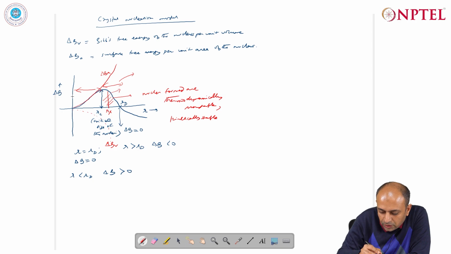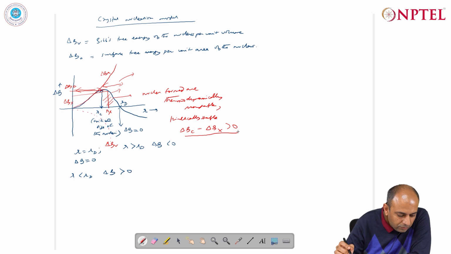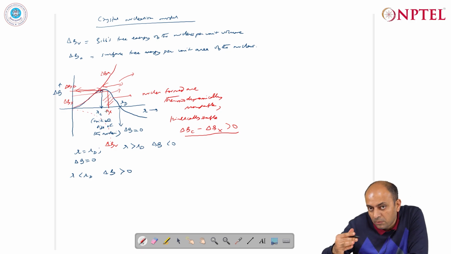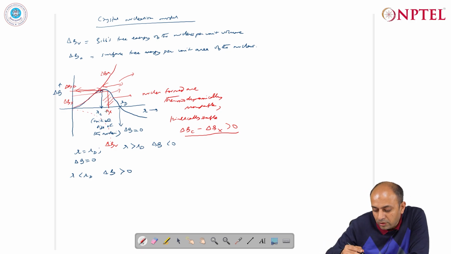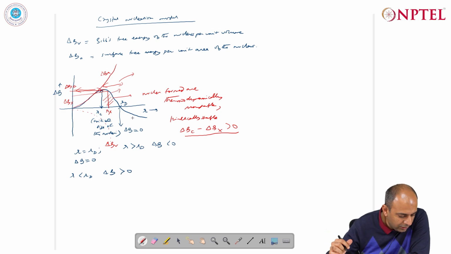So you have this delta Gx, and this is delta Gc. So now there is a barrier, delta Gc minus delta Gx, and this is greater than 0. Because of this barrier, these will not be able to dissolve back. That is why this distance Rc is considered to be the critical size, beyond which the nucleation proceeds further, and as more and more nucleation happens and you cross delta G less than 0, then the volume term takes over in a substantial way.